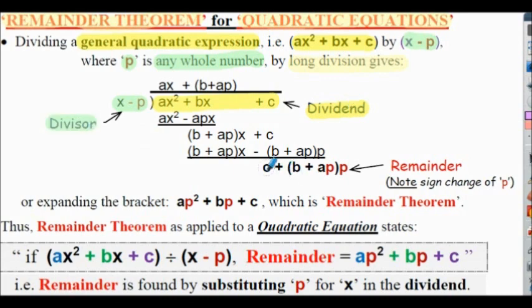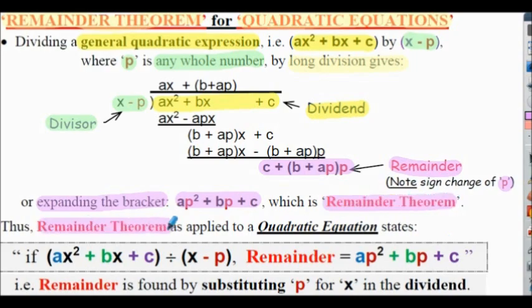We can show that the remainder is of this format here. So this is the remainder, but notice there's a sign change of p. P in the original linear expression is a negative value, but p in the remainder format shown here is a positive value. If we expand the bracket shown above, we form the expression ap squared plus bp plus c, and that's termed remainder theorem.